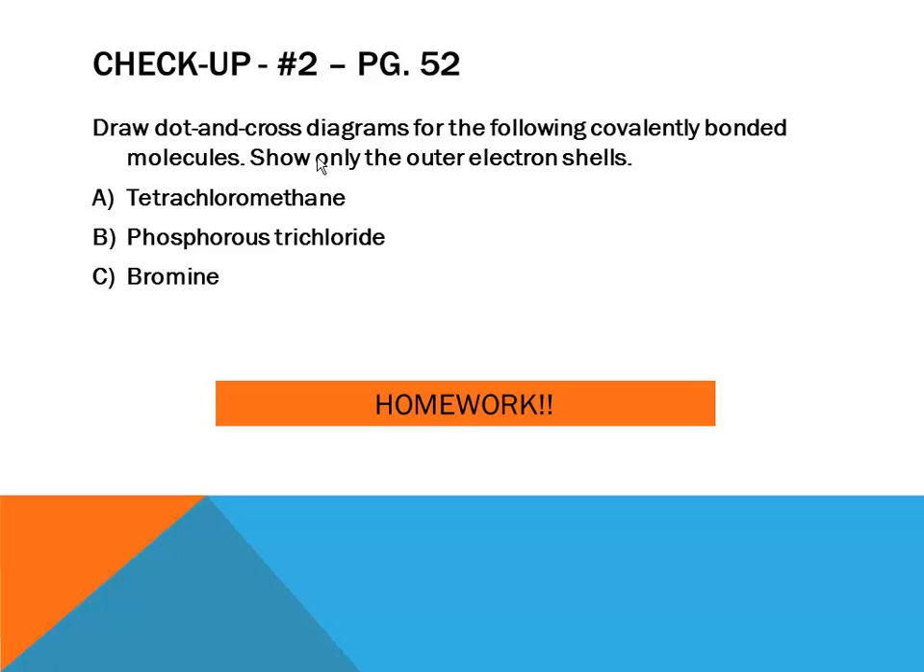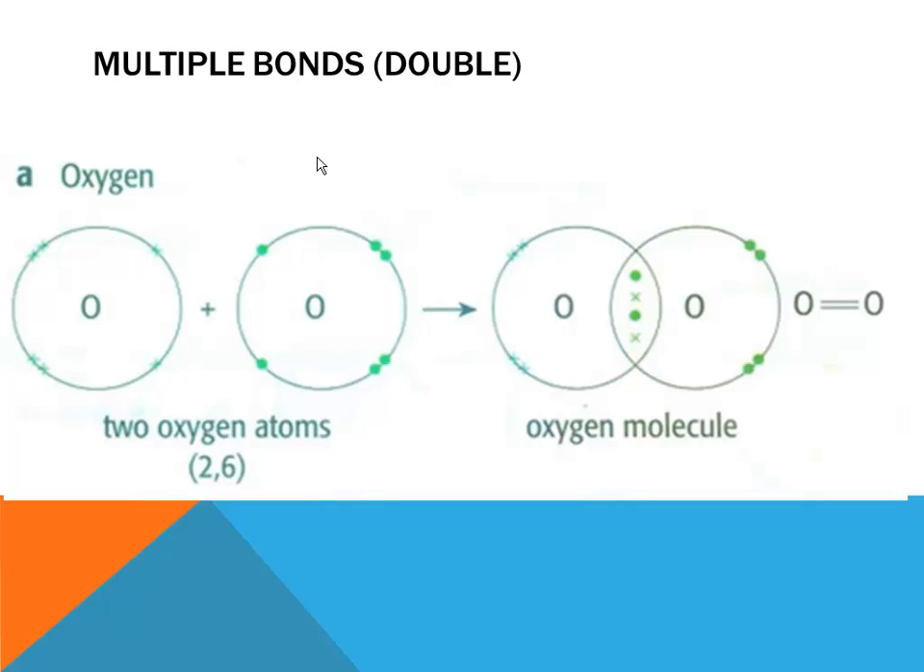Alright, use your dot cross diagrams for the following covalently bonded molecules. Make sure you only use the outer electron shell. You've got tetrachloromethane, CCl4, and you've got phosphorus trichloride, and you've got bromine, Br2.